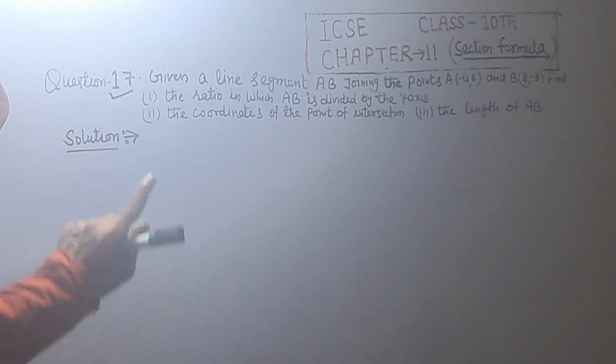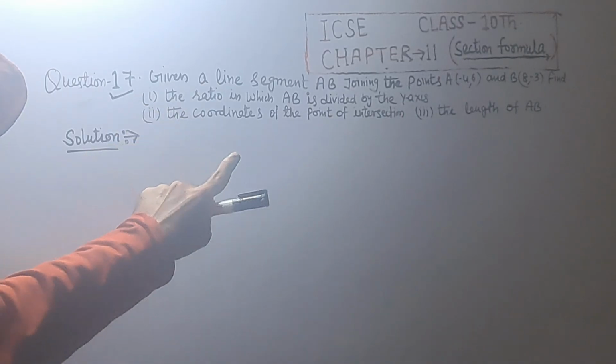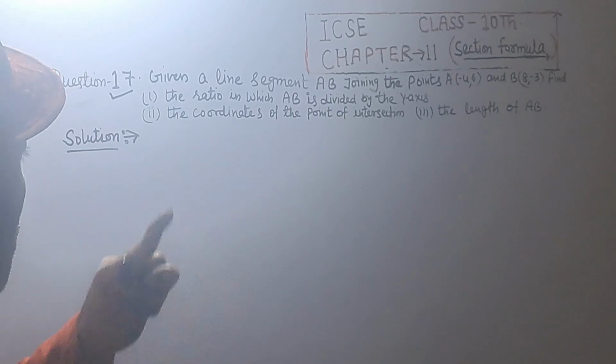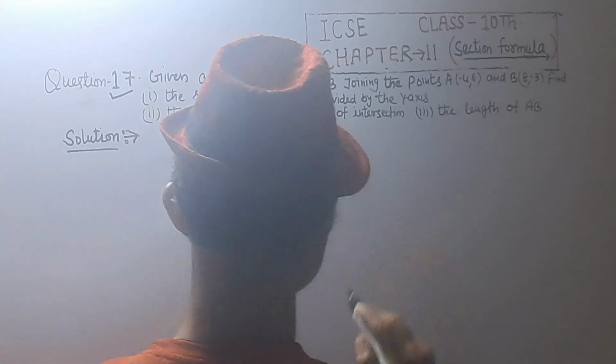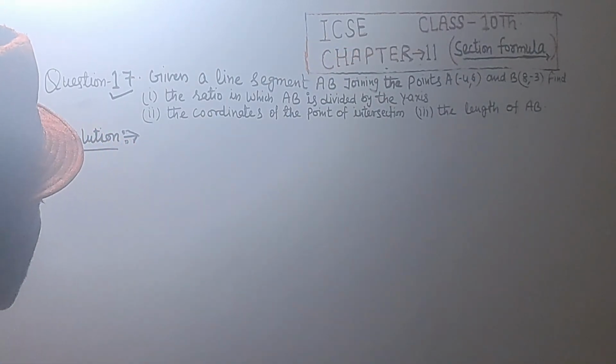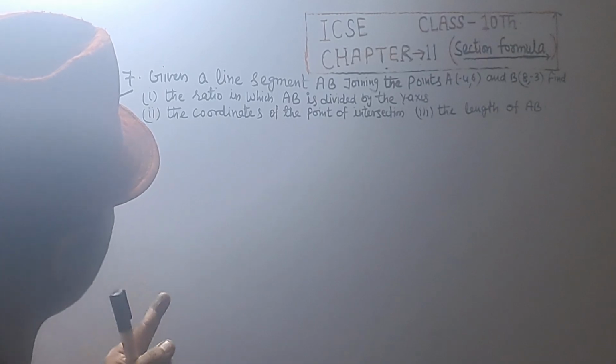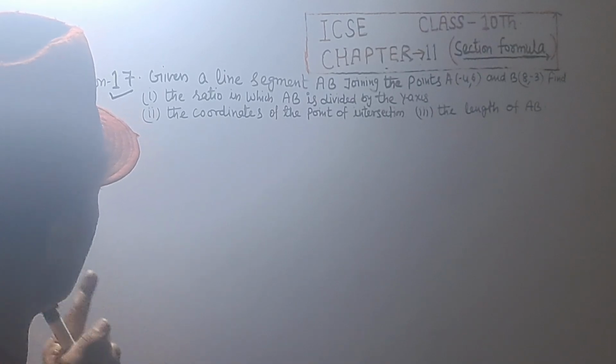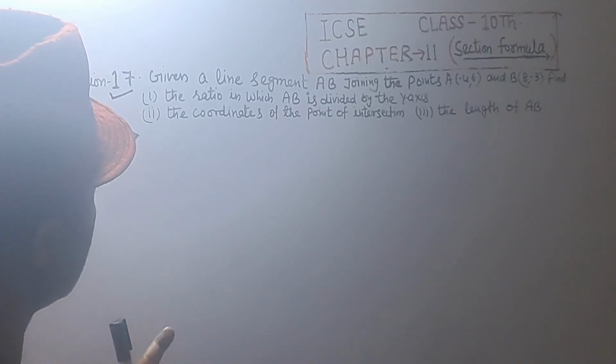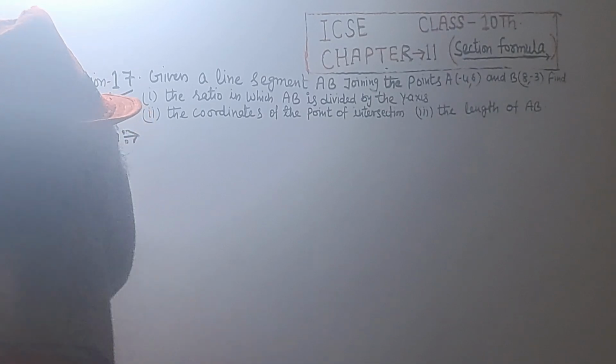Question number 17. Given a line segment AB joining the points A(-4, 6) and B(8, -3), find the ratio in which AB is divided by the y-axis, the coordinates of the point of intersection, and third part, the length of AB.